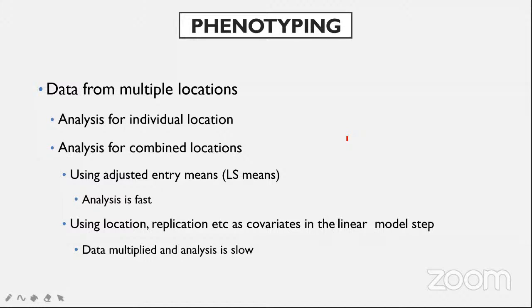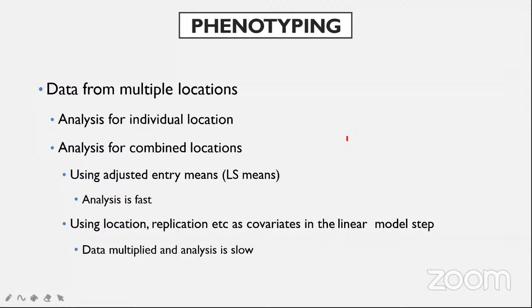In either case, if you have multiple replicates and multiple environments, you can use adjusted entry means, also called LSMEANS. So let's assume you have data from three different locations, and there is a G by E interaction, so you see a variation in the phenotypic values. When you do LS means or adjusted entry means, it basically adjusts for that environmental variation. And the analysis in SAS or R or any other software is really fast. You're talking about a couple of minutes to 10 minutes hardly.